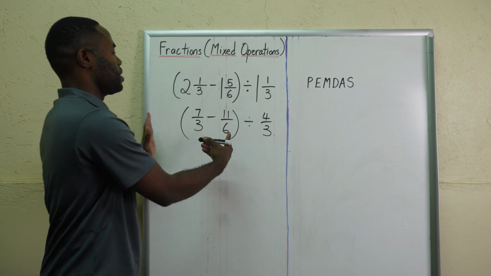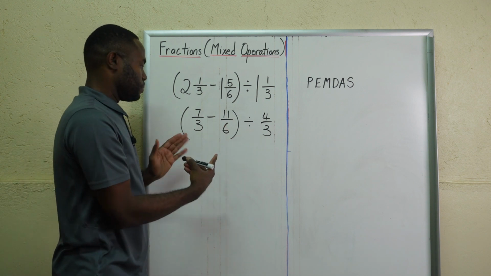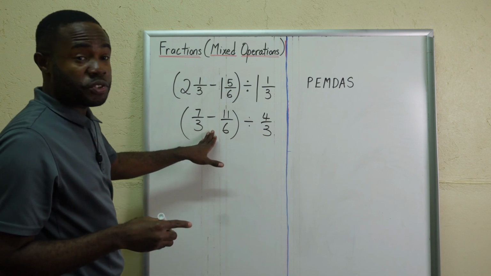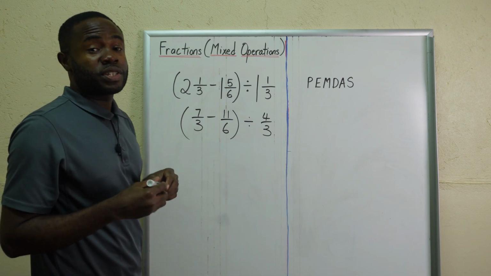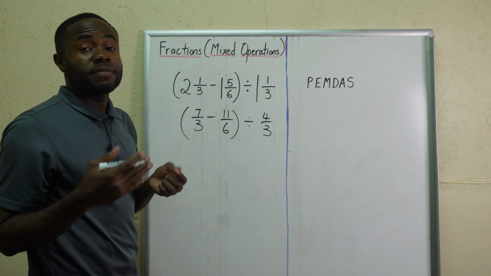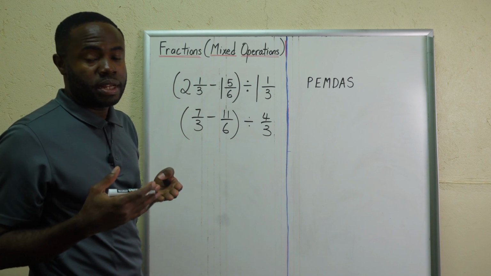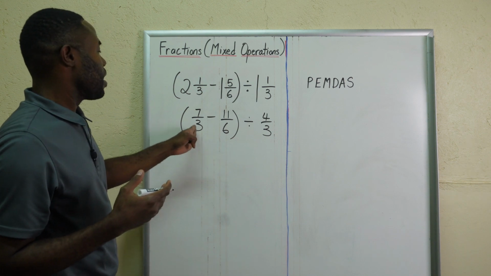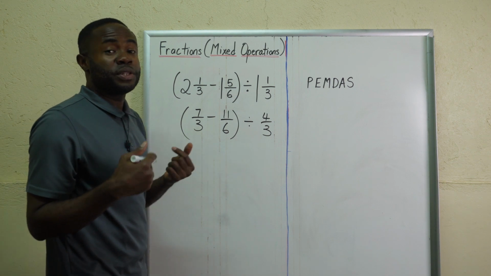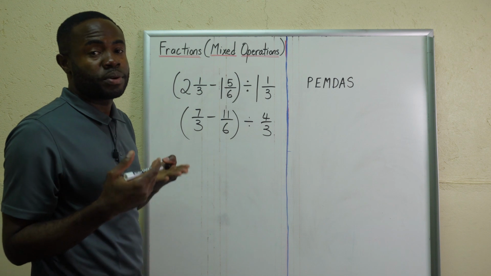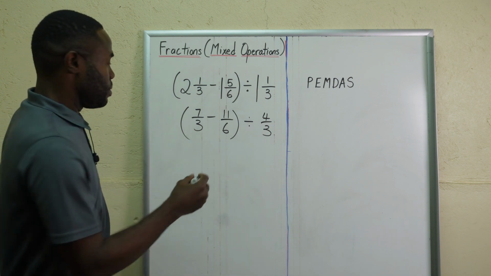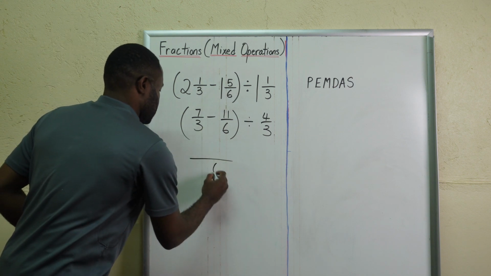Now we can focus on the parentheses first. When you look inside the parentheses, you notice that there's a subtraction. Whenever we're subtracting fractions and the denominators are different, you need to find a common denominator. We need to find a common multiple of 3 and 6. Now, it's preferred when we choose the lowest possible one. So the lowest common multiple of 3 and 6 would be 6 itself.